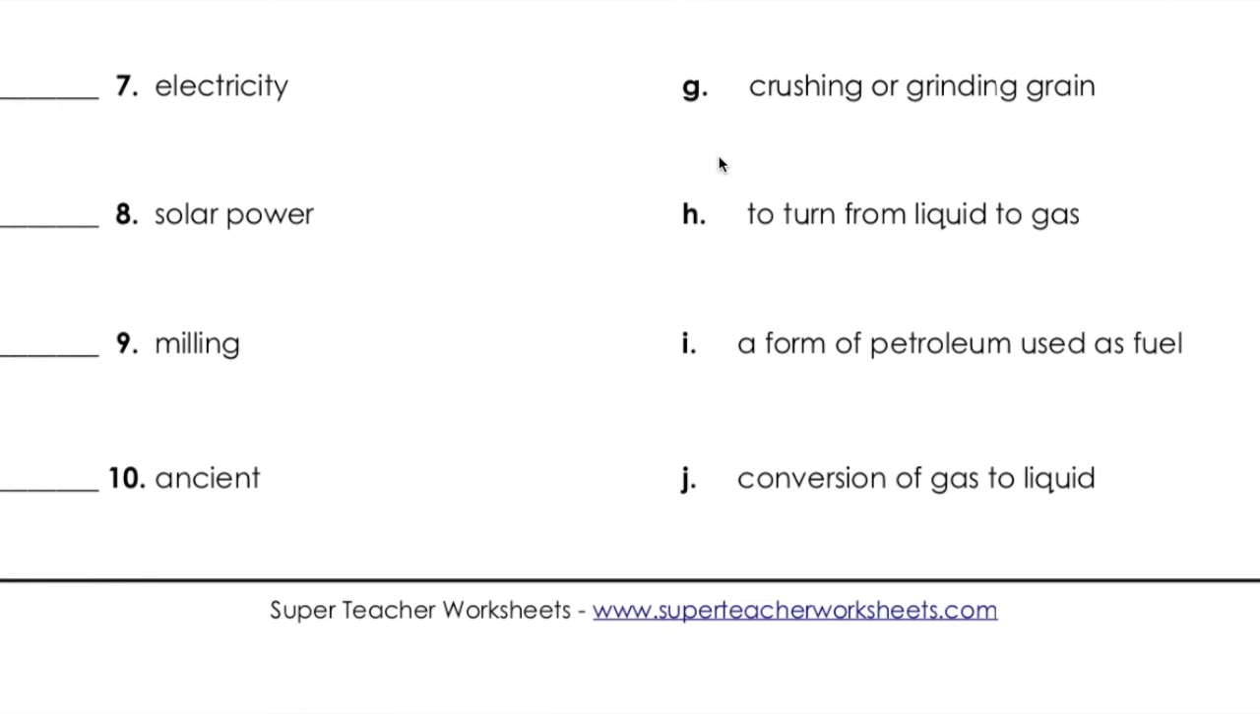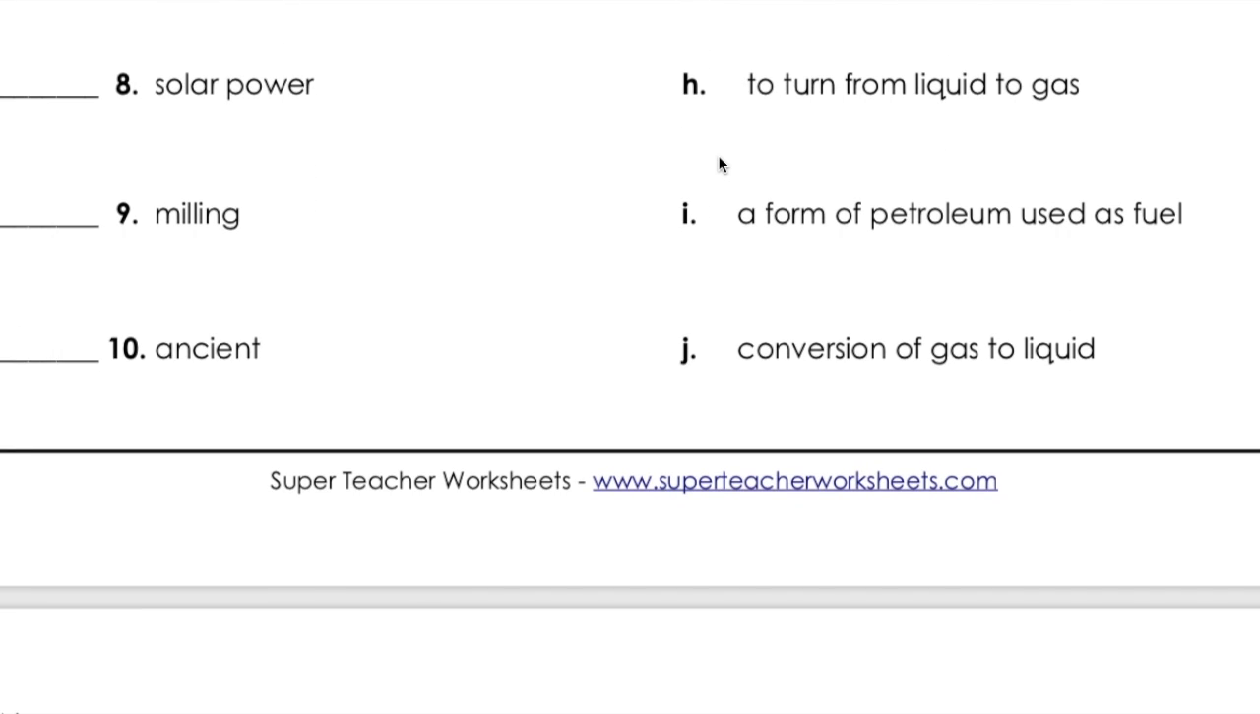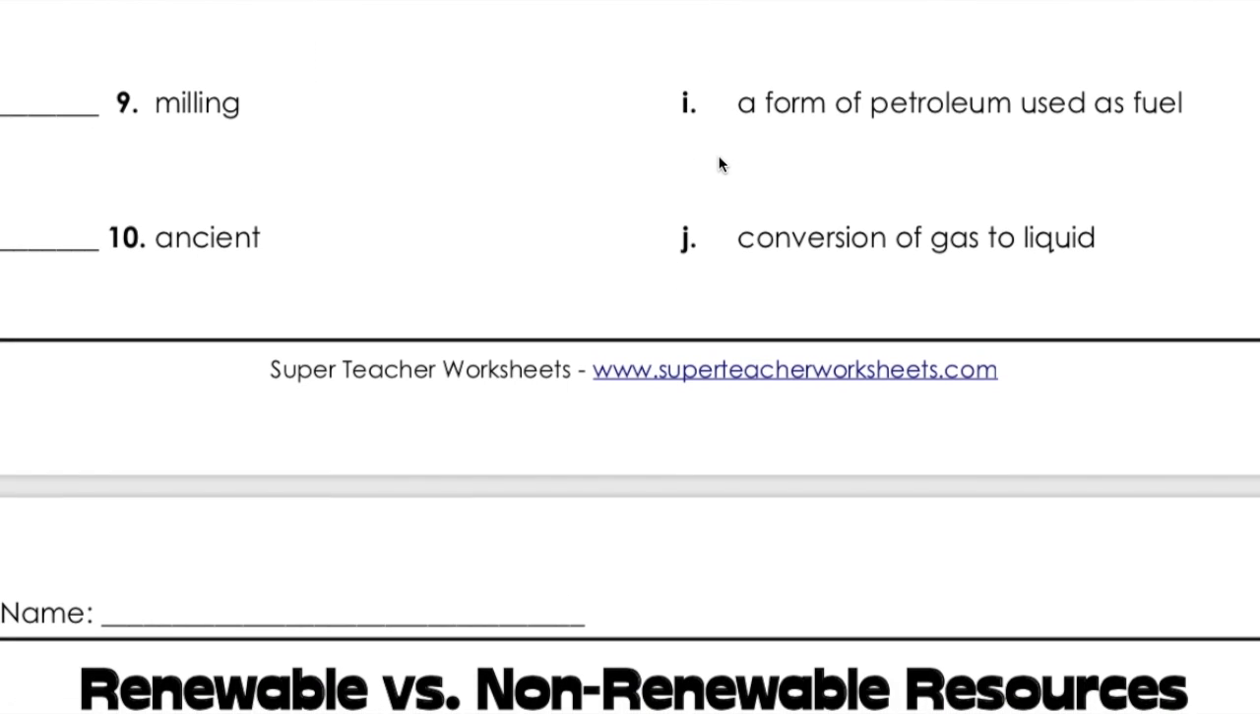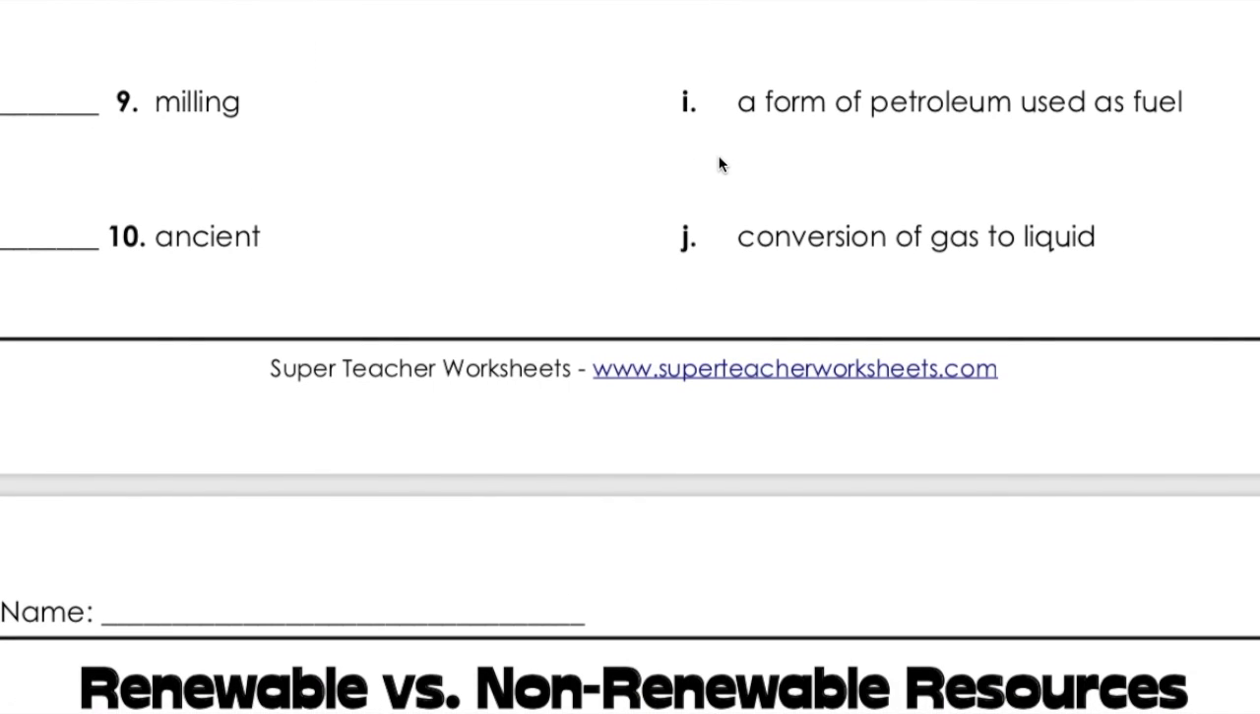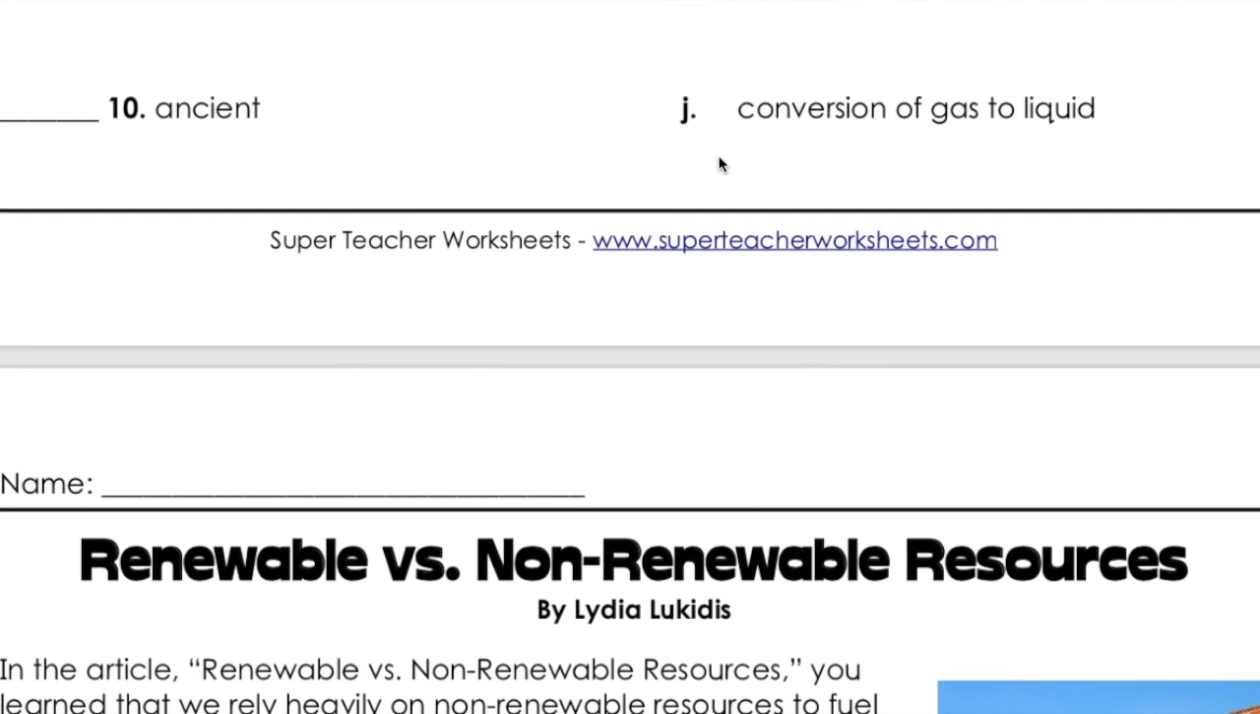G, crushing or grinding grain. H, to turn from liquid to gas. I, a form of petroleum used as fuel. J, conversion of gas to liquid.